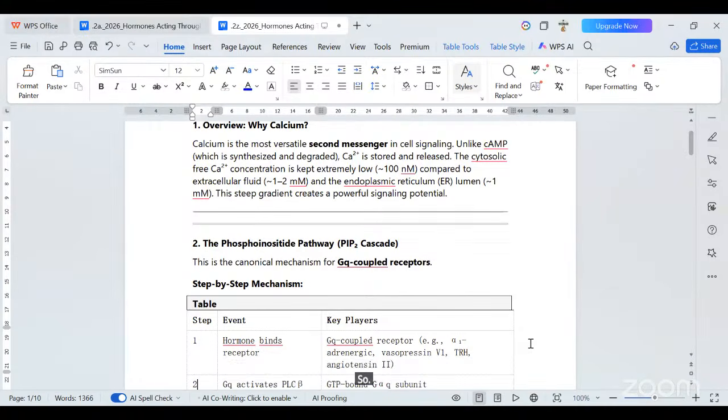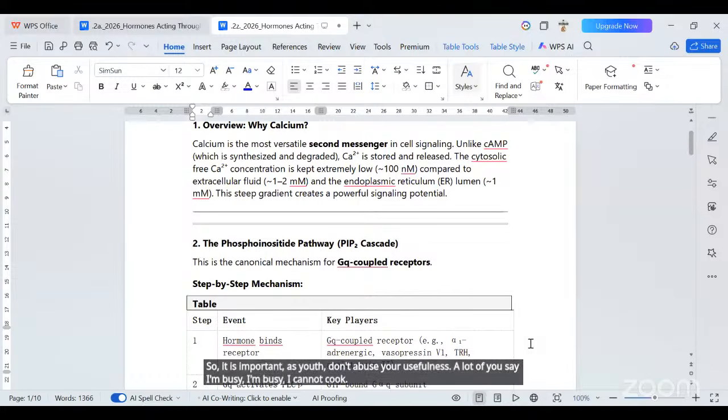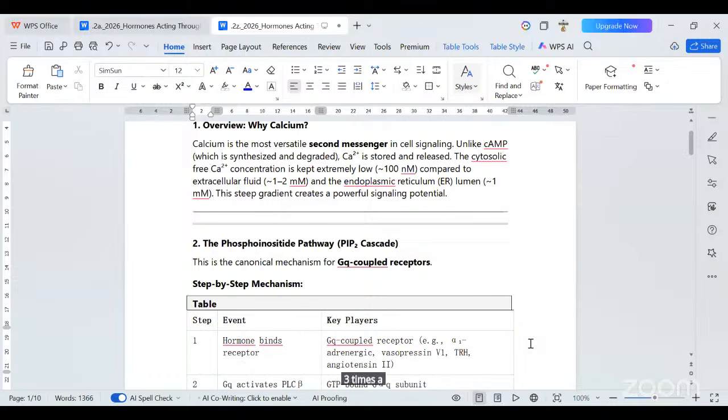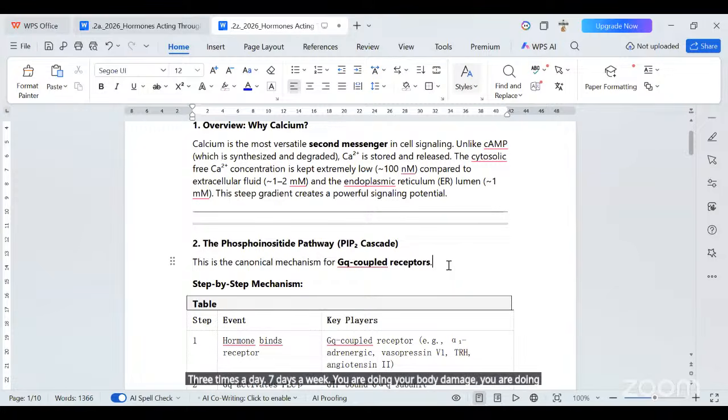So it is important, as youths, don't abuse your usefulness. A lot of you say, I'm busy, I cannot cook. If you cook, please eat good meals. Don't just be taking donut and Fanta 3 times a day, 7 days a week. You are doing damage to your body. So always remember, garbage in, garbage out. What you give your body is what your body makes use of and gives back to you. So we continue now.